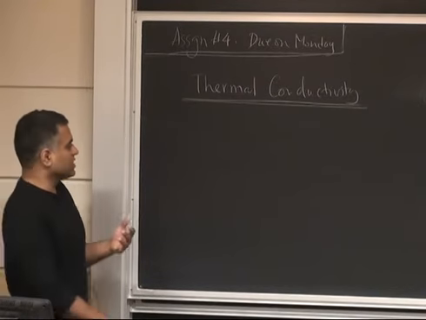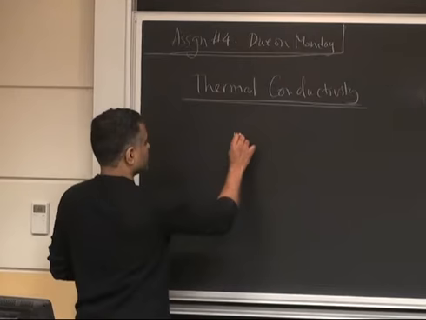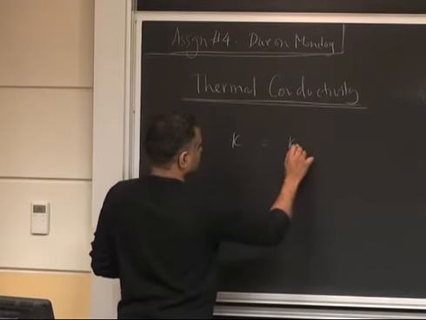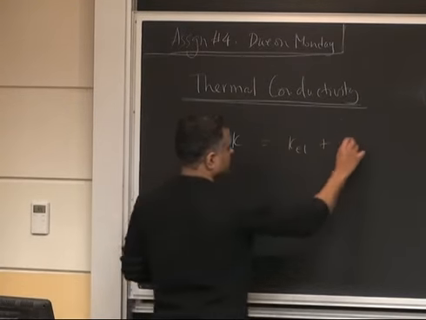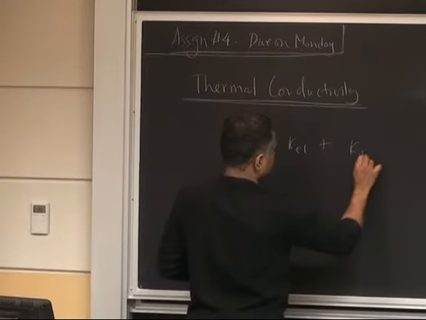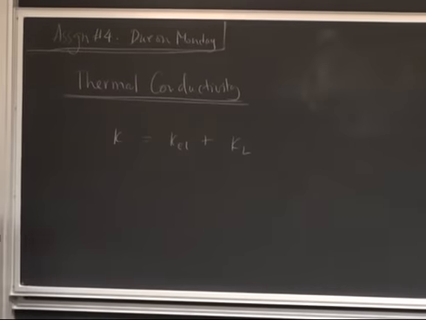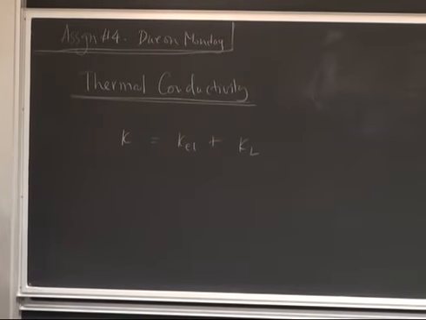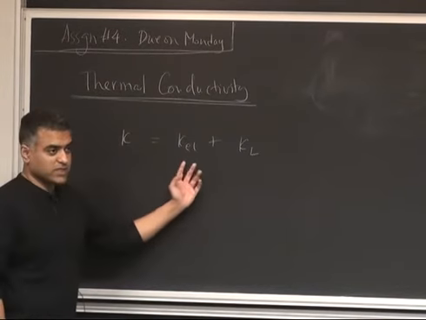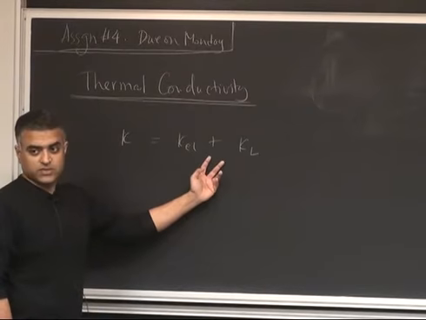Now, electron. So I think you also know that. Essentially, we are going to say that the net thermal conductivity will be the thermal conductivity due to electrons plus thermal conductivity due to lattice. We're going to start with that. Obviously, there can be some interactions between them. Right? There can be cross terms as well.